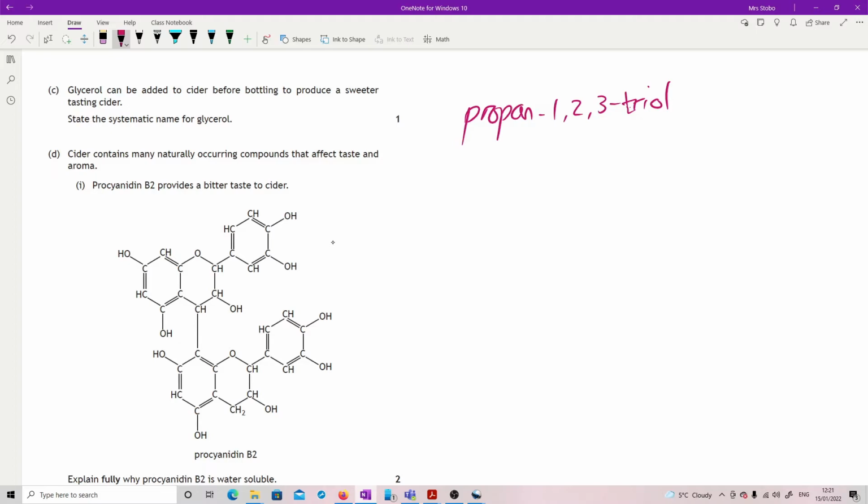Don't try and get fancy and draw it out, because if you draw it out, you've not actually given what they wanted, which is the name. Feel free to draw it out if you've got the picture in your head and you need to then name it, but make sure you've given the name.